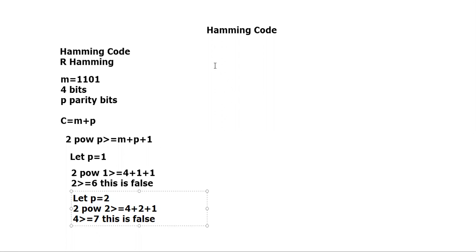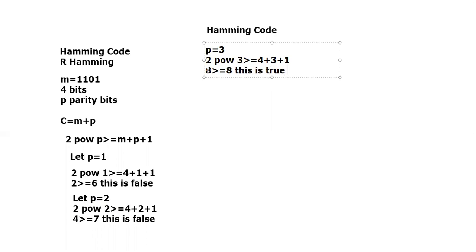Now let us try with p equals 3. 2 power 3 is greater than or equal to m, which is 4, plus p, which we have considered as 3, plus 1. We know that 2 power 3 is 8, and 8 is greater than or equal to 4 plus 3, which is 7, and 7 plus 1 is 8. Yes, this is true, since the LHS and RHS values are equal. So the value of P equals 3.